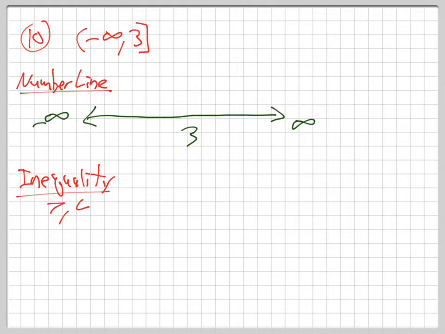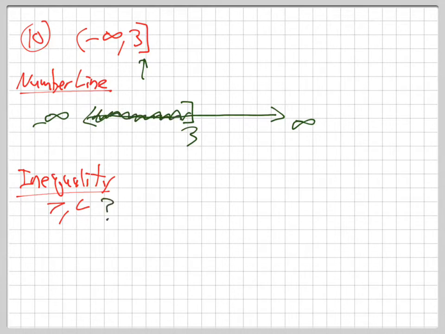So now, am I going to put a bracket or a parenthesis at that 3? Well, it's got a bracket, huh? So bracket, and you shade that way. Good there so far? Now, how do you write that same thing as a greater than, less than inequality down here?